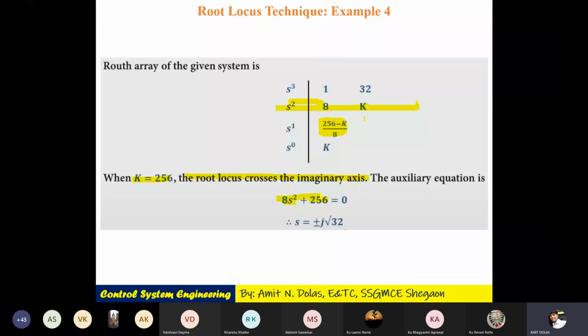So what will be the s? S square will be 256 minus 256 divided by 8. And what will be the s value? We get a complex conjugate number, and we'll get imaginary axis intersection. That will be plus j under root 32 and minus j under root 32. So we have everything. Now we'll discuss the root locus graph.